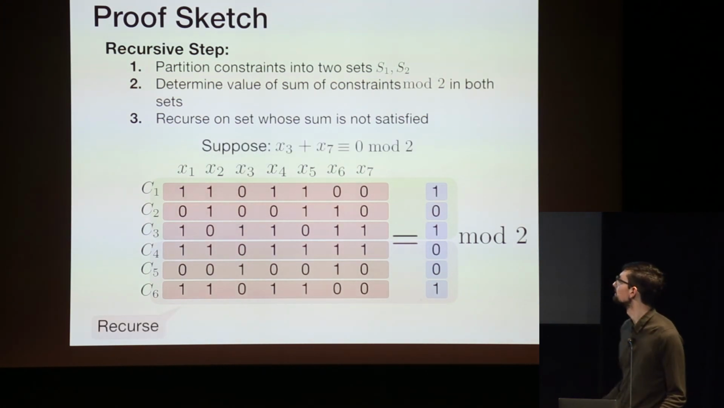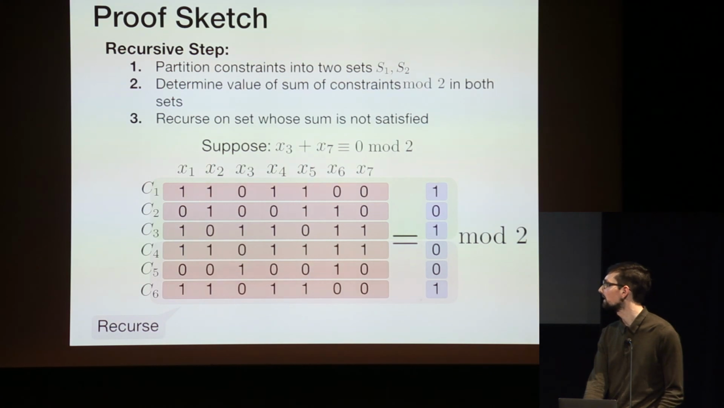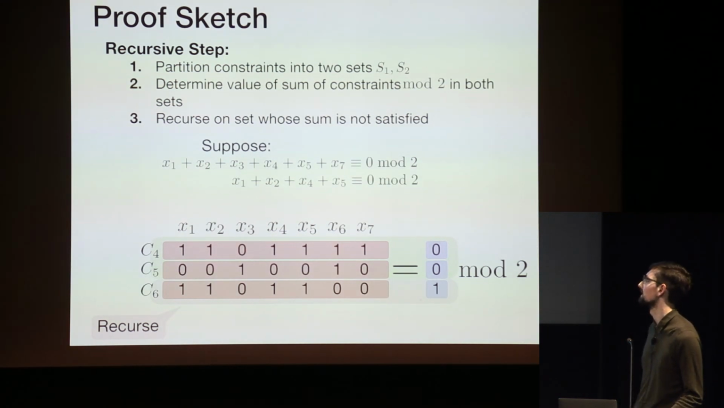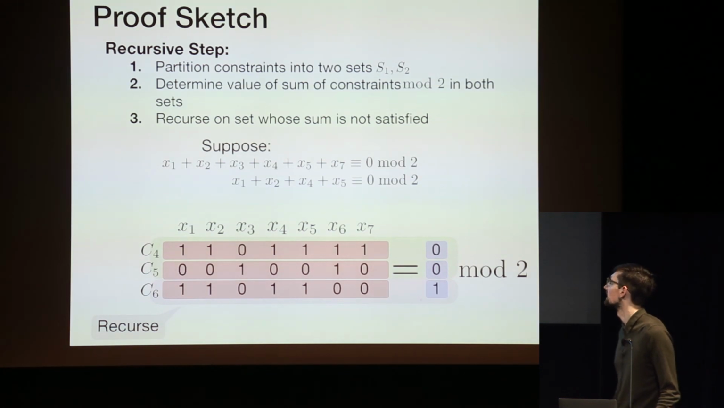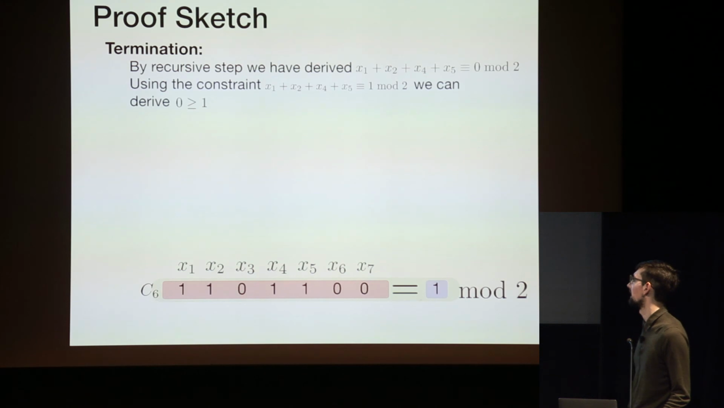Okay, so for an example, suppose that we learned that x3 plus x7 is even, and so we recurse on the pink set because it wants odd parity. And now we halve the constraints. And so the sum of the constraints in the first one is this big thing, x1 plus x2 plus x3 plus x4 plus x5 plus x7. And in the pink one, it's x1 plus x2 plus x4 plus x5. And suppose that we determined that it was even again, and then we recurse on the pink set again. And then finally, we have a single constraint, and we've derived that its parity is even, but we have a constraint saying that its parity is odd, and we can use this to derive 0 greater than or equal to 1.